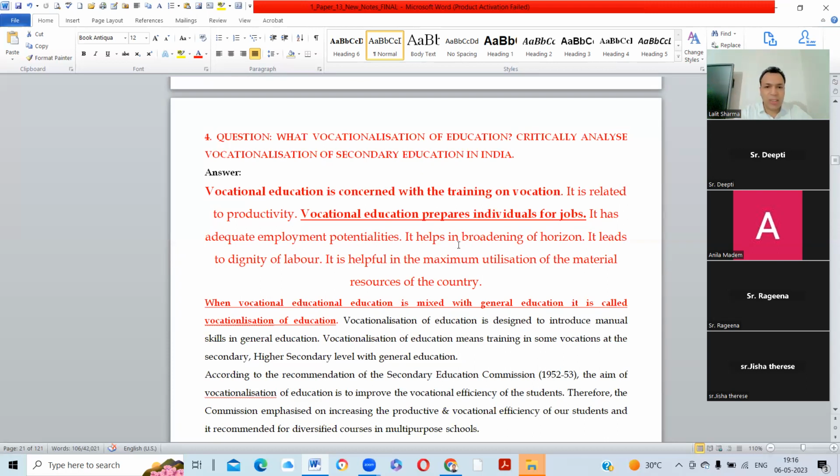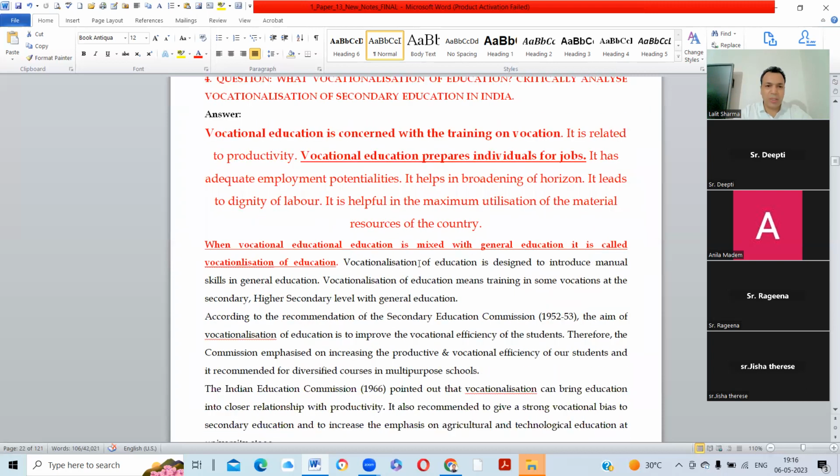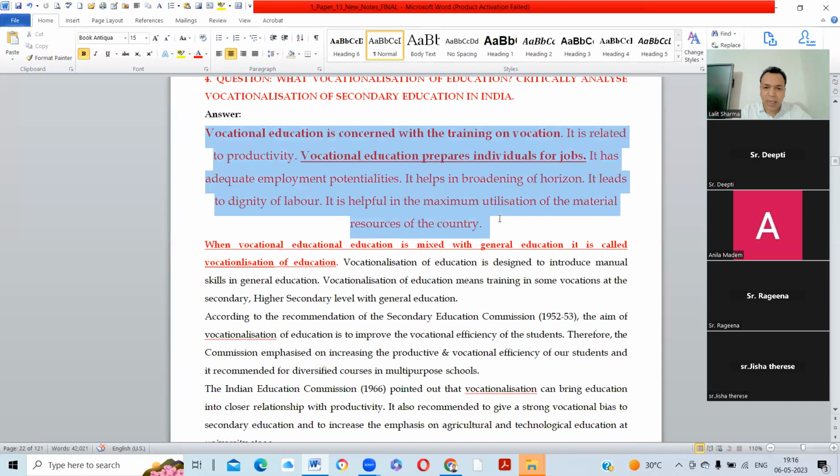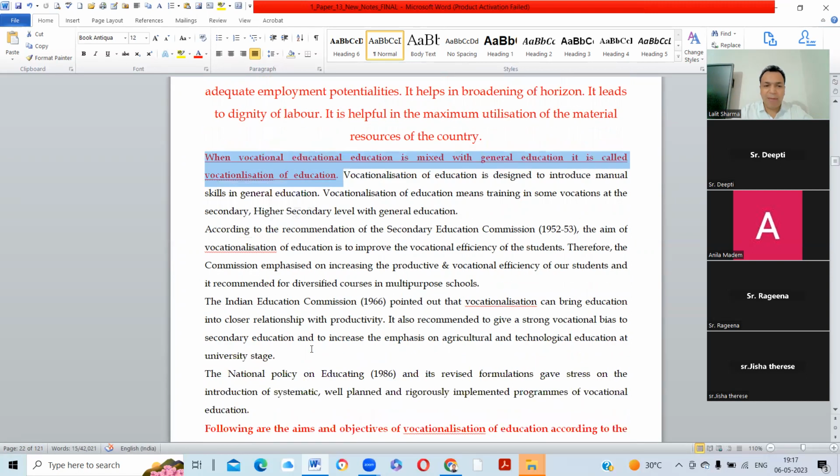So this fourth question is the vocationalization of education. Vocational education is concerned with training on a vocation. It is related to productivity. Vocational education prepares individuals for jobs. It has adequate employment potential, helps in broadening of horizons, leads to dignity of labor. It is helpful in the maximum utilization of the material resources of the country. This line is important: when vocational education is mixed with general education, it is called the vocationalization of education.